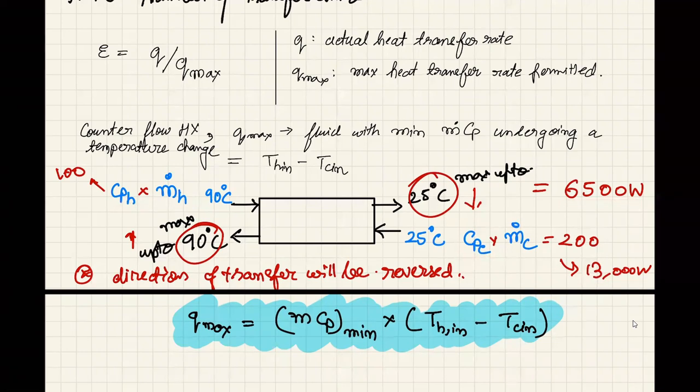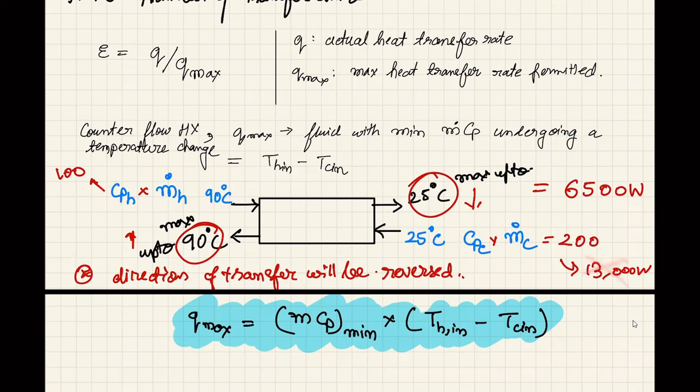So in this heat exchanger, what will be the maximum heat transfer rate that you can achieve? Is it 6,500 or 13,000? 13,000. Okay, so this stream can give 13,000, but can this stream accept 13,000? No, 6,500. Can this stream accept 13,000? No, right?